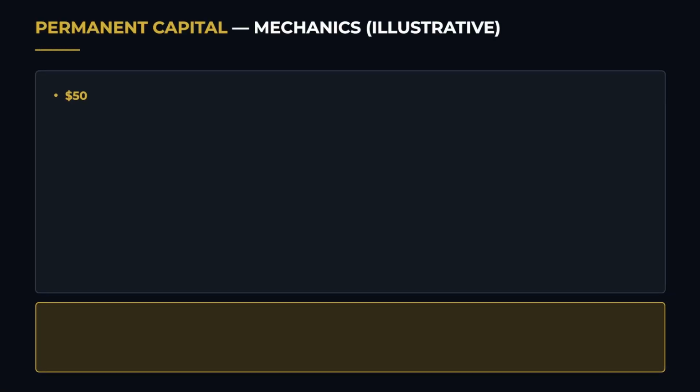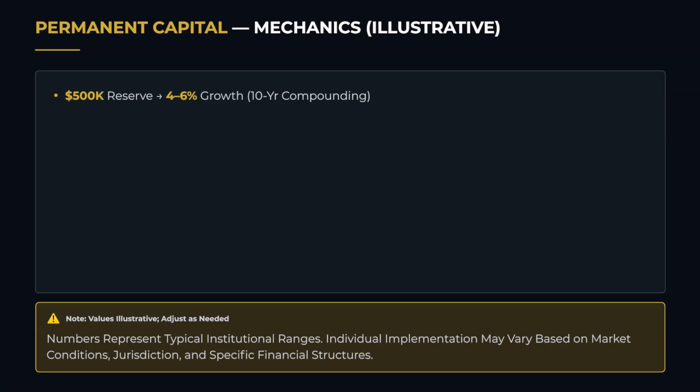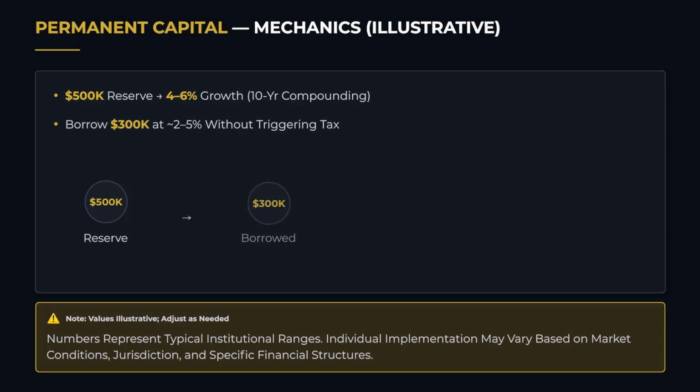The mechanics, let's say you reallocate $500,000. It compounds at 4 to 6%. By year 10, it will likely have $750 to $900K. Now you need $300,000 for a real estate deal. You don't withdraw, which would trigger taxes. You borrow $300,000 against the $800,000 reserve.